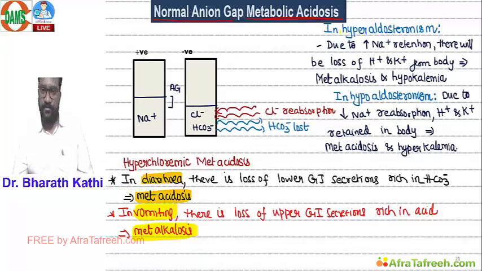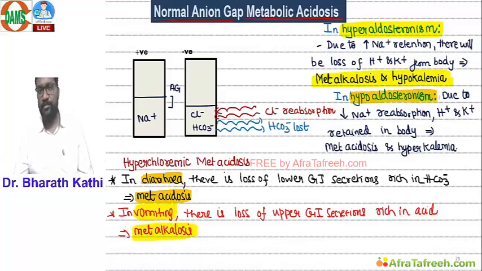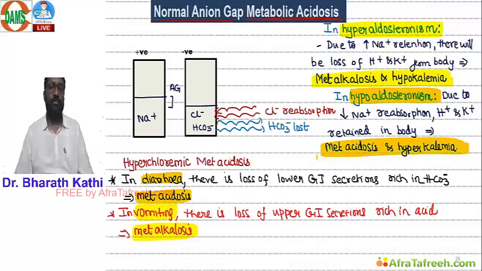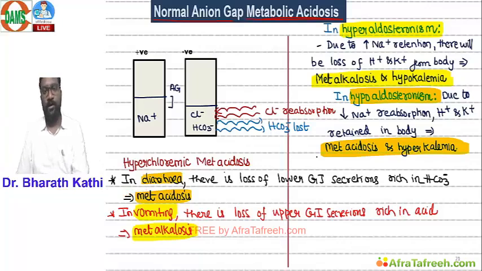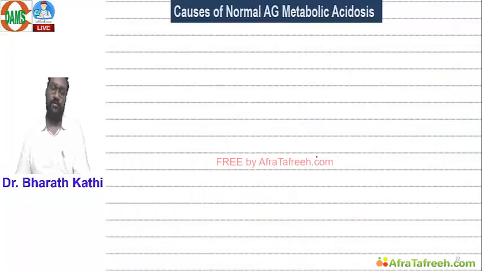In simple words, when there is hyperaldosteronism, there is metabolic alkalosis, hypokalemia. In hypoaldosteronism, we have metabolic acidosis and hyperkalemia. With this background, let us see the important causes of normal anion gap metabolic acidosis. It can be classified into GIT causes and renal causes.